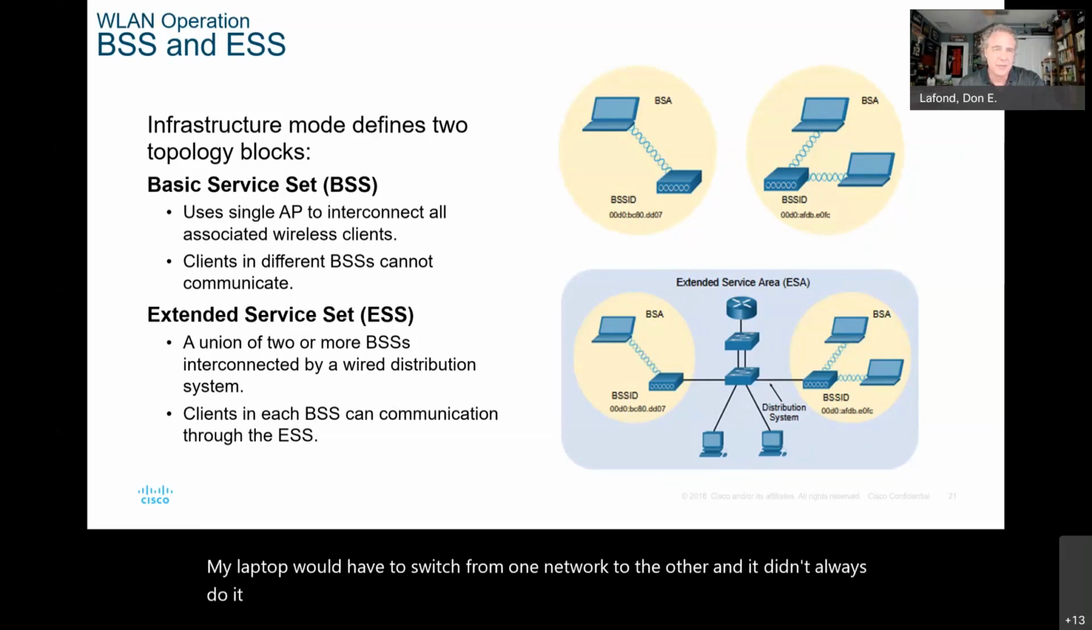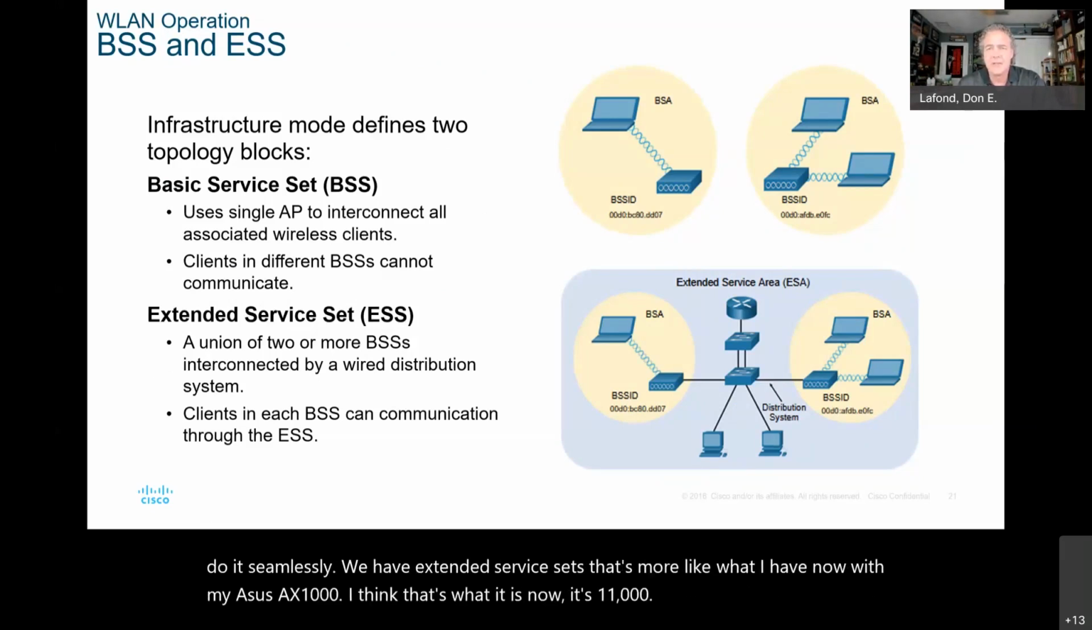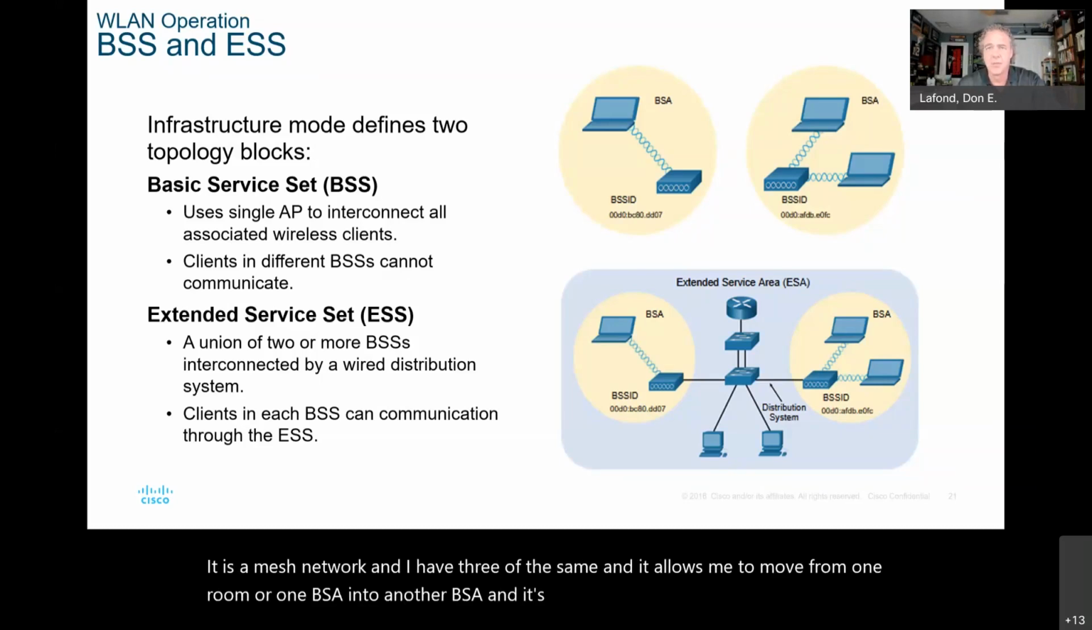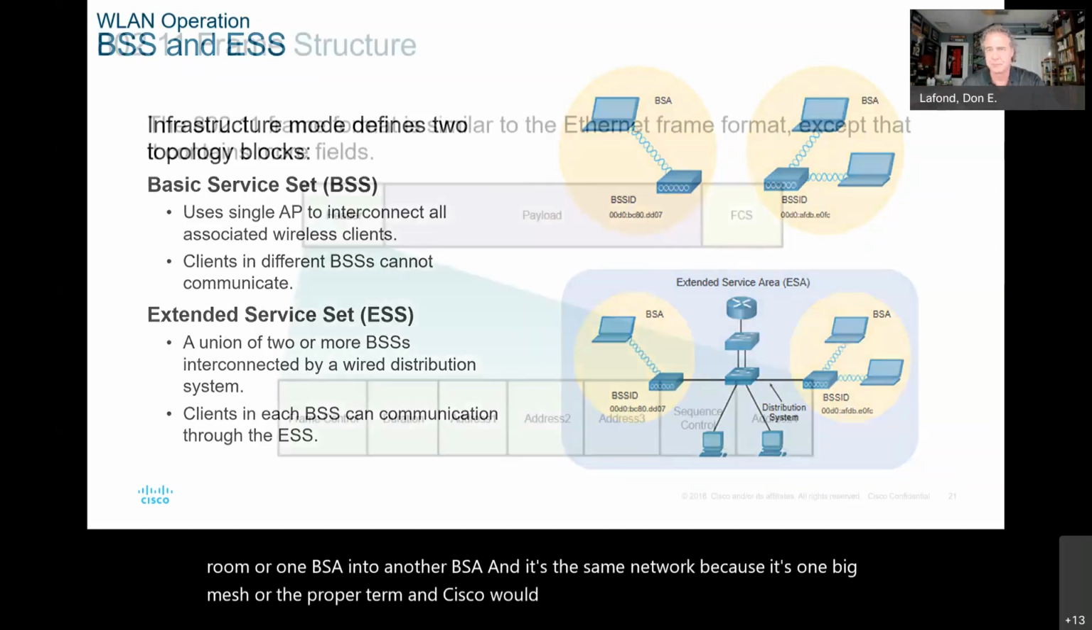We have extended service sets. That's more like what I have now with my Asus AX1000. I think that's what it is. Oh, no, it's 11,000. It is a mesh network, and I have 3 of the same, and it allows me to move from one room or one BSA into another BSA, and it's the same network because it's one big mesh, or the proper term in Cisco would be extended service set.